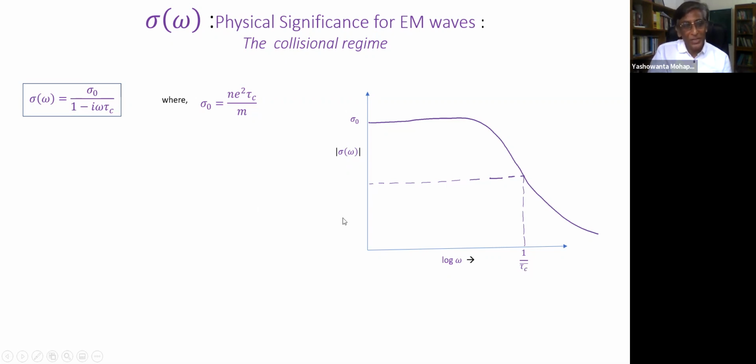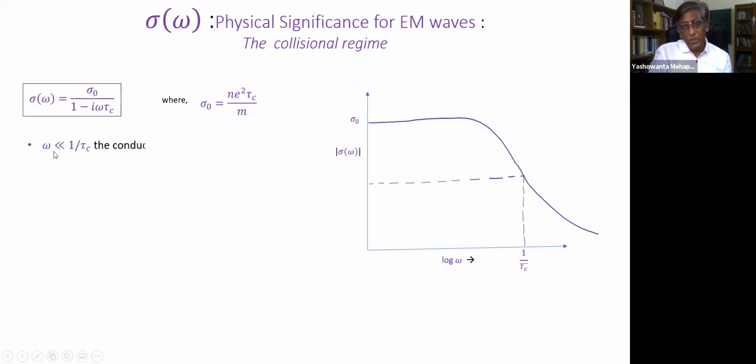But what is the order of τc? The collision time is of the order of 10 to the power minus 14 seconds, or 10 to the minus 15 seconds, and hence this will happen at how many hertz? 10 to the 14 to 10 to the 15 hertz, and that is light. So purely from electrical considerations, from DC conductivity, we see that conductivity will start coming down when the electric field is not from outside, but is the electric field of the EM waves, and especially in visible light.